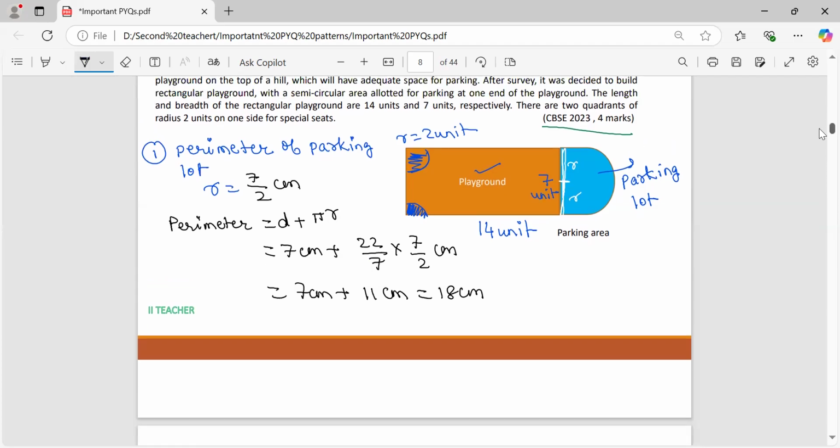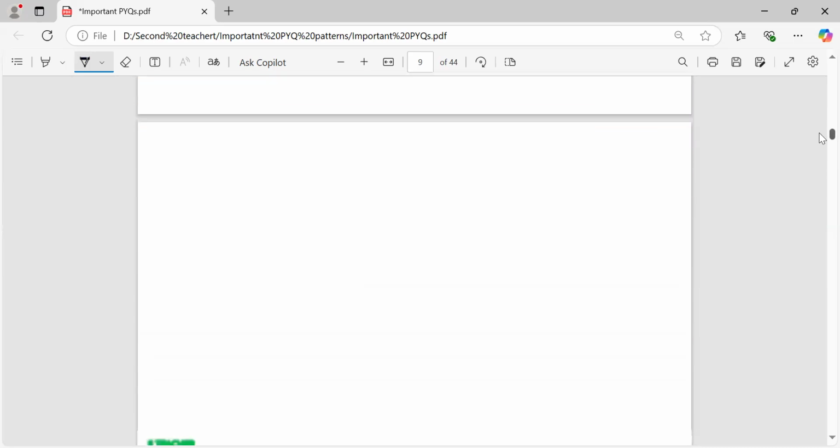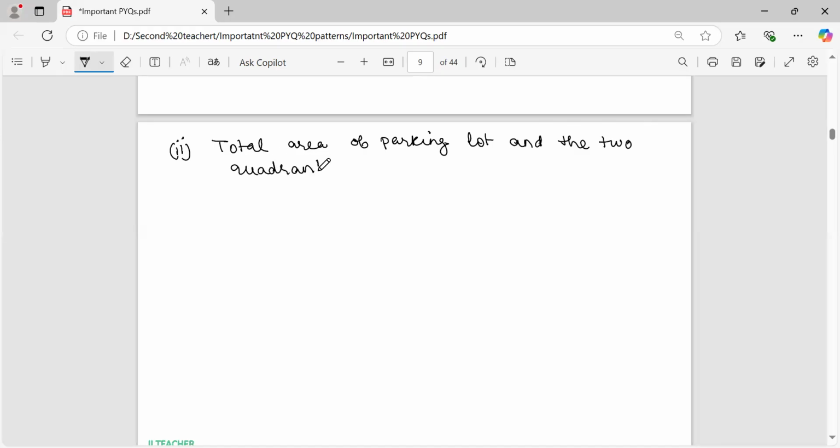Second part, what they're asking, let's go. You have made the diagram, I hope. Part 2, they're asking the total area of the parking lot, and the two quadrants, the seats. Okay, so whatever is not the playground is what they're asking.